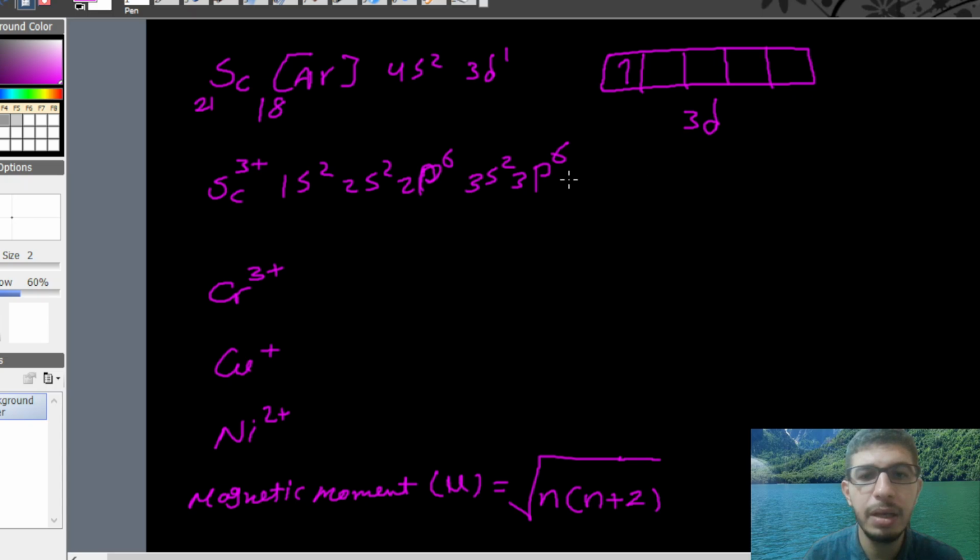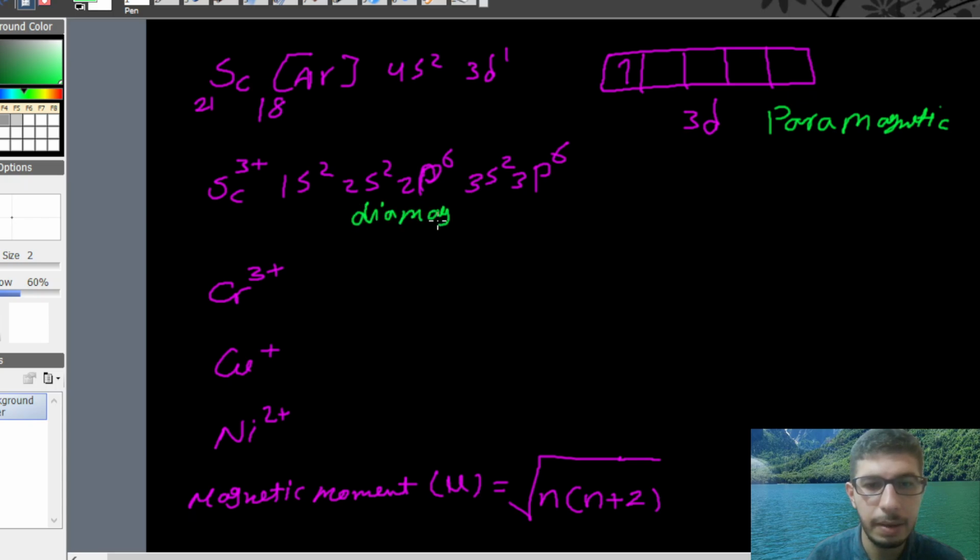So this should be a diamagnetic compound. Let's write it down. Scandium should be paramagnetic, and scandium 3 positive should be diamagnetic.